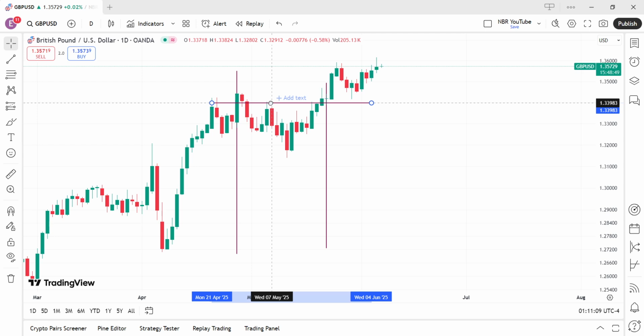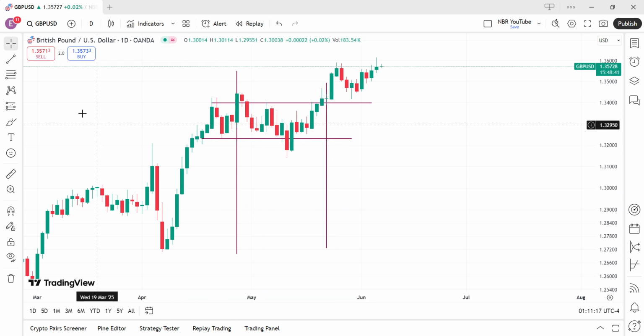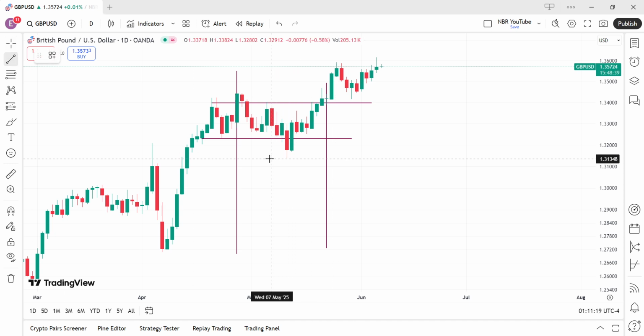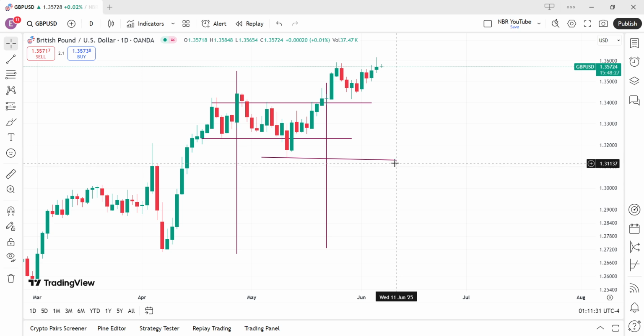So if you check this swing high and this swing low and this swing low here, you're going to tell me that you have a setup. I'm going to tell you, okay, all right, you have a setup here. Okay.